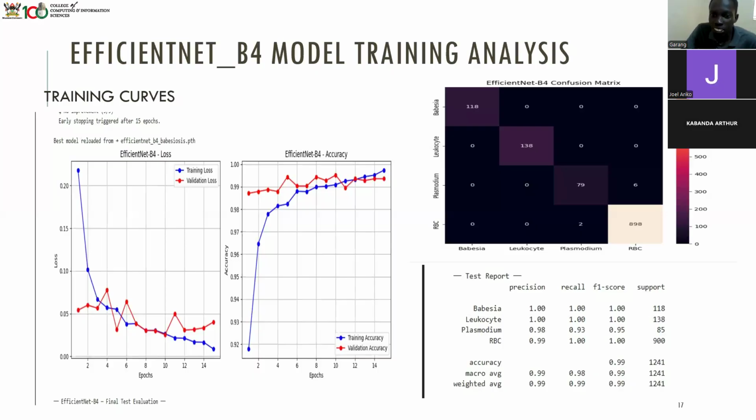Going back to the confusion matrix, as you can see, there was not a lot of confusion. The only confusion was between the RBC and the Plasmodium. Then for the test report, our precision and recall for Babesia is 1, for the leukocyte is 1, Plasmodium is 0.98, and RBC is 0.99. The F1 score is 1, as you can see. Then the accuracy was 99% for the best model.